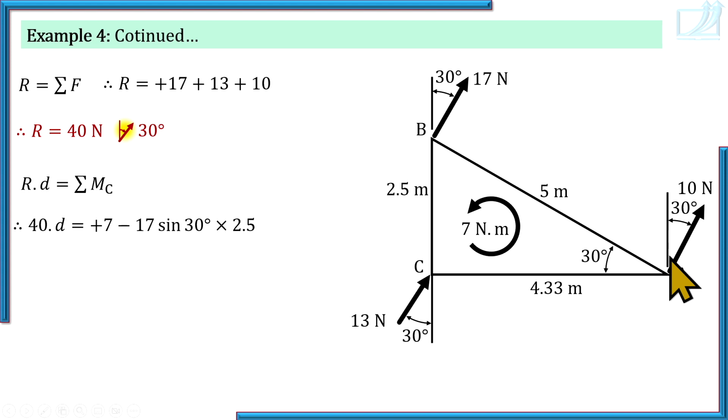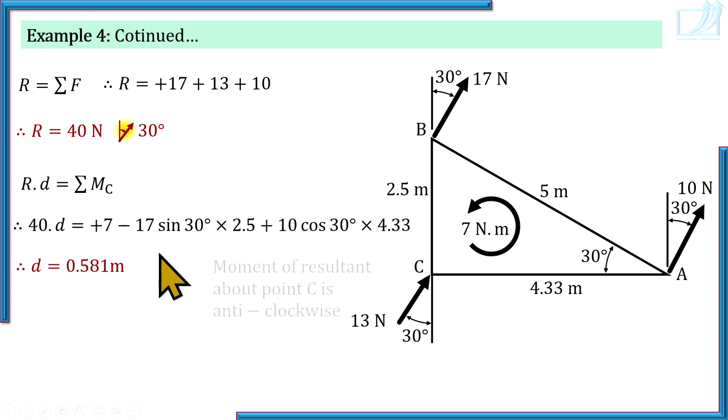Similarly, the 10 Newton force. Watch the diagram. Visualize the components here at point A. So you realize here that the moment of the horizontal component is 0 about point C. That is because point C is on the line of the horizontal component. So vertical component 10 cos 30 into 4.33, vertical component into horizontal distance. So this is how we have written the moment of all forces, and you will get D as 0.581 meter. Anti-clockwise direction of moment, that is what it suggests to you.